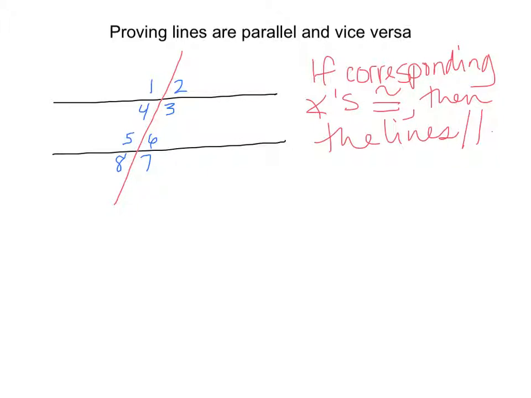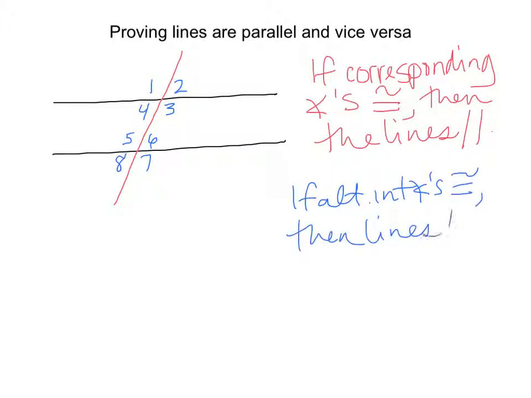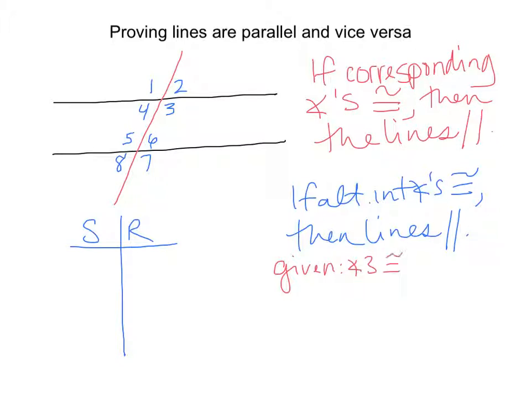Okay, what we could prove is, what about if alternate interior angles are congruent? If alternate interior angles are congruent, then lines are parallel. So let's try and write a proof for that. Okay, so we're going to have a statement and a reason. For this proof, our given is going to be that angle 3 is congruent to angle 5. If angle 3 is congruent to angle 5, that's the alternate interior part, right?